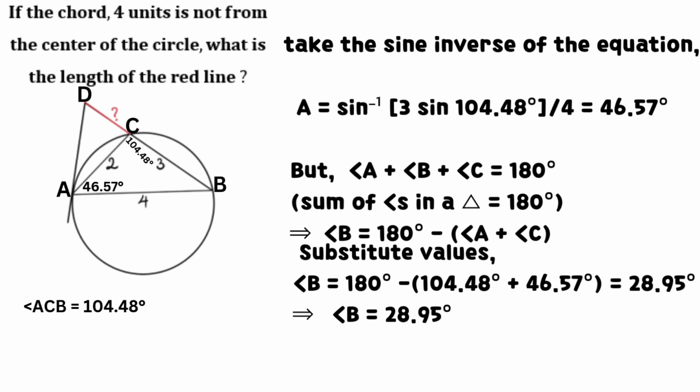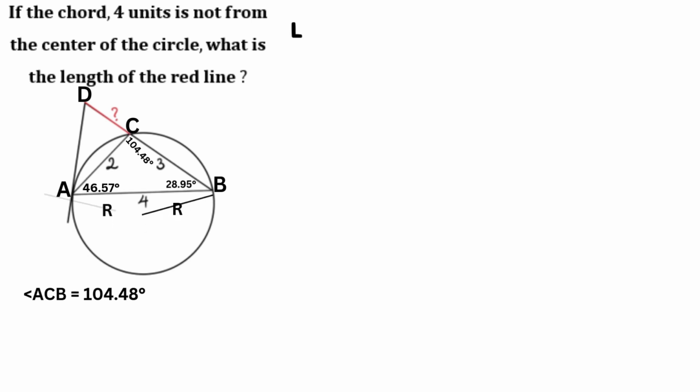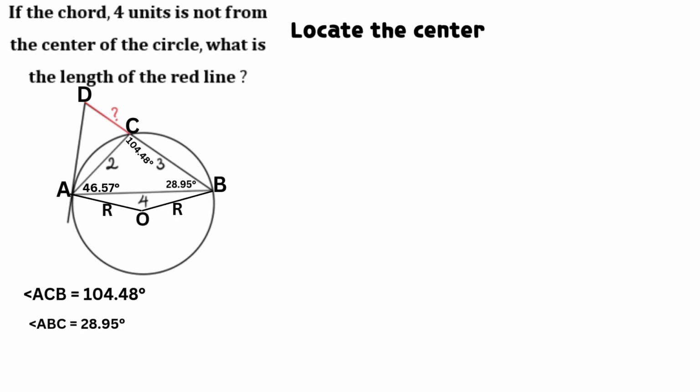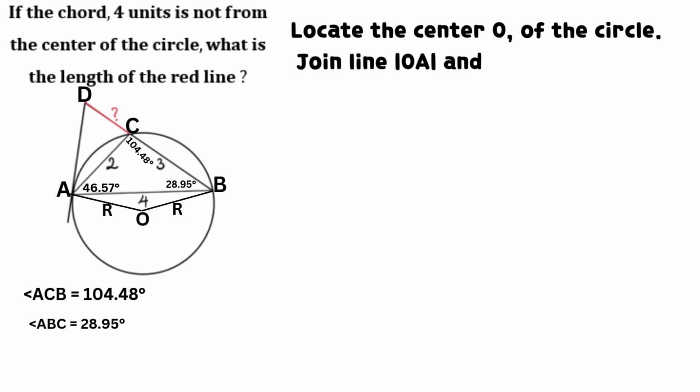Let us find the value of the radius of the circle that will help us obtain the values of other parameters needed to solve for the required length of the red line. Locate the center O of the circle. Join line OA and line OB. Each equals r, the radius of the circle.